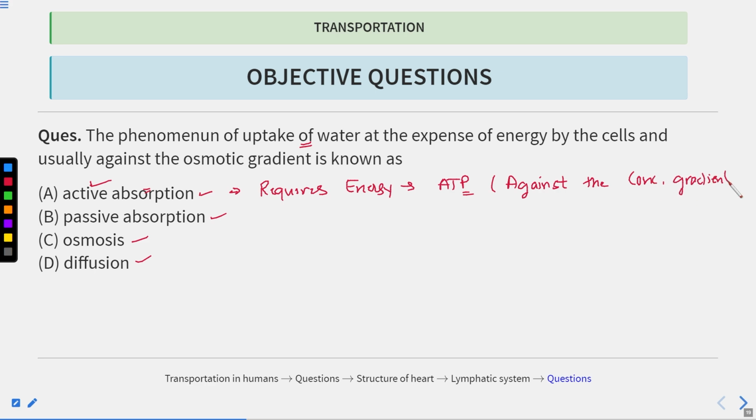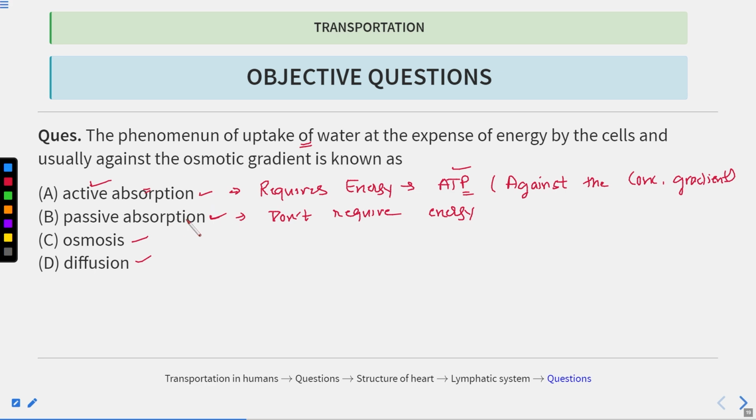Now, what is passive absorption? Passive absorption doesn't require energy. It doesn't require energy, meaning there is no use of ATP. There is no breakdown of ATP. It is a passive process. It takes place without the requirement of energy.